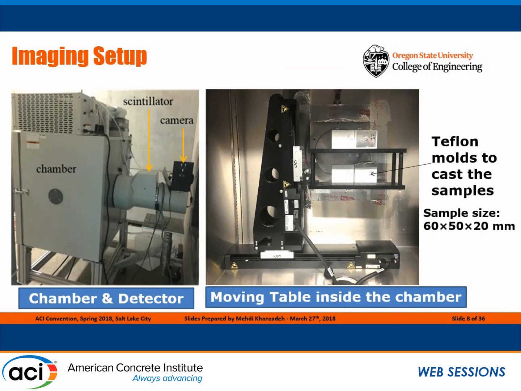So here's the chamber I was talking about. This is the chamber, and this is the detector system we have. And here's the inside of the chamber. We have a moving table to move up and down and right and left. In this case, I'm going to use Teflon molds because they are not reactive with the cementitious materials, and also they are almost invisible in the neutron beam.